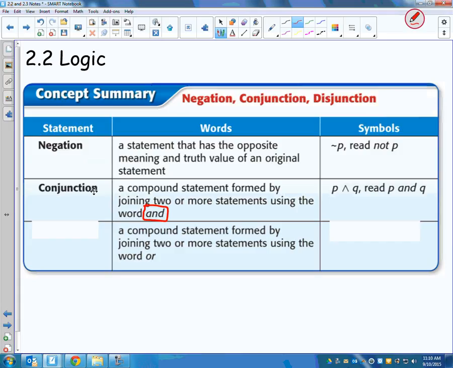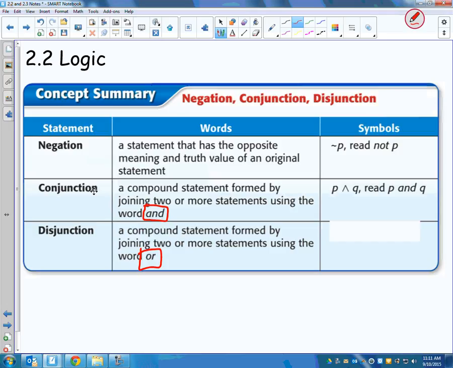So this is where the English part doesn't fit with math class, because we also have something called a disjunction. And a disjunction is a compound statement formed by joining two or more statements using the word or. So the difference between and or, if I said I'm eating chicken and fish for dinner, that means I'm eating both. If I say I'm eating chicken or fish, I'm doing one or the other. Does that make sense? Kind of.